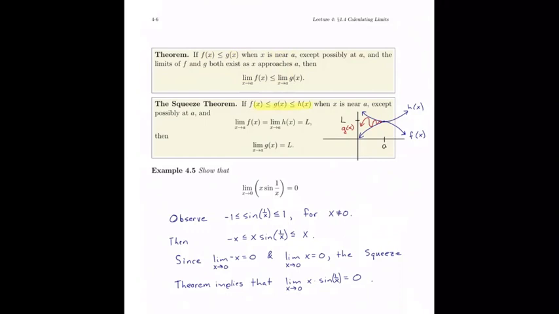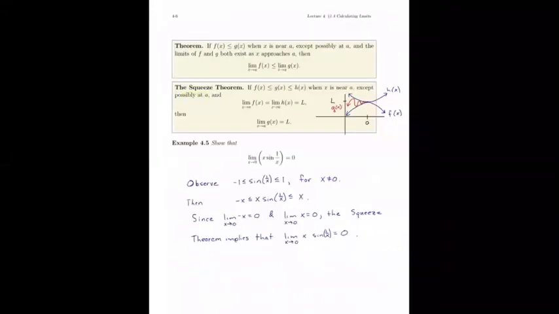Say we've got 3 functions, and this is the more useful of the two theorems on this page, the squeeze theorem. That's why it has a name. So we have f of x is less than or equal to g of x is less than or equal to h of x for x values that are near a. Okay, except possibly at a, right? We're allowed to exclude that one, possibly. So if f of x and h of x have the same limit as x approaches a, in other words, they're both equal to L as x approaches a, then the limit of g of x as x approaches a is L also.